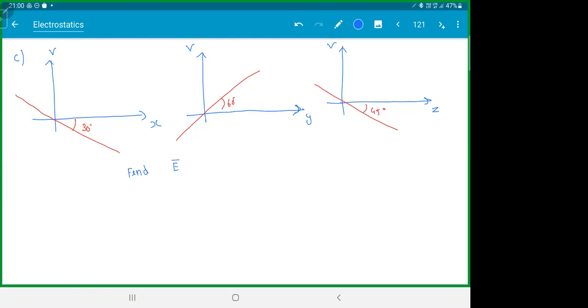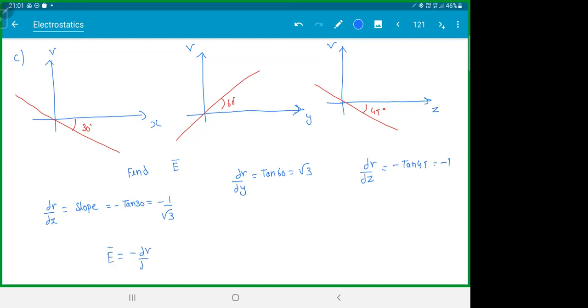What is ∂V/∂x? Isn't it the slope? What will ∂V/∂x be? Slope, right? What is the slope? Minus tan 30, or minus 1 by root 3. What is ∂V/∂y? Tan 60. What is ∂V/∂z? Minus tan 45.